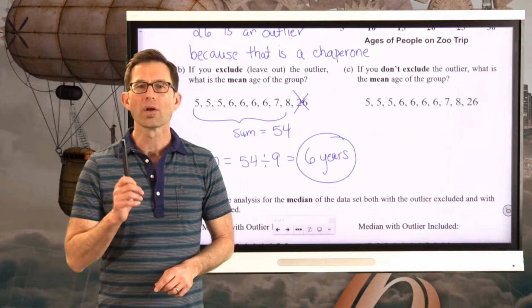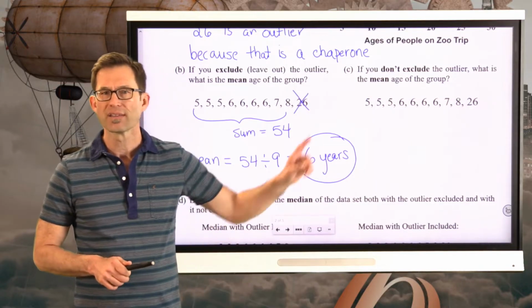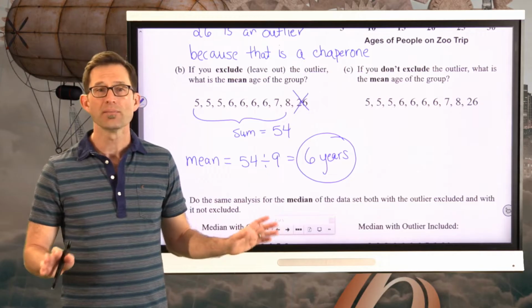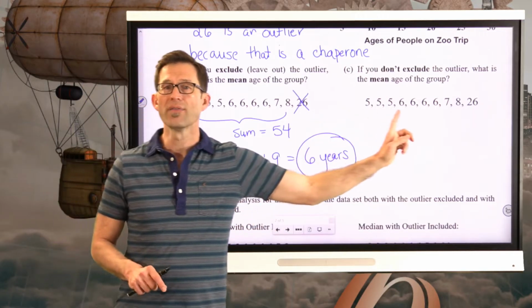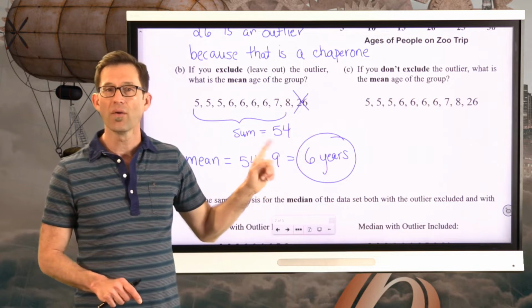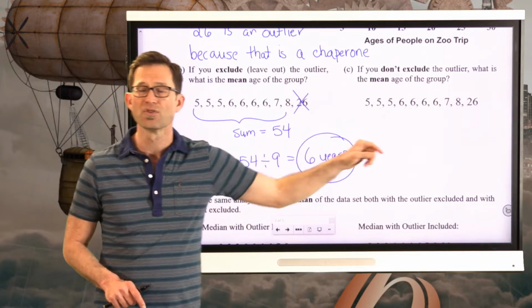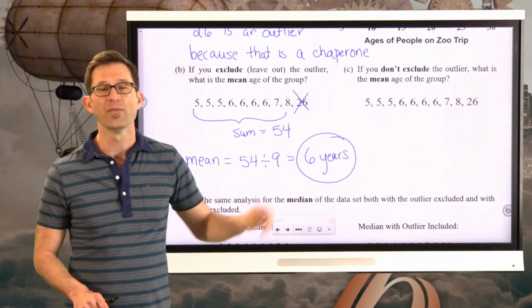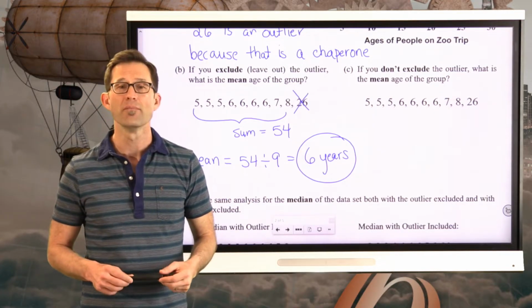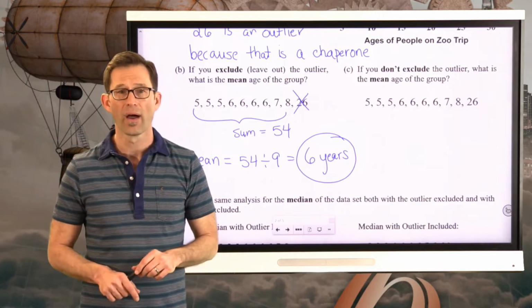But what if we include that outlier? That's letter C. If you don't exclude the outlier, what is the mean age of the group? Same song, second verse. I'd like you to now find the mean of these 10 values. And by the way, you already know the sum of the first 9, so maybe just add the 26 to the 54. It'll make finding your mean a lot easier. Pause the video now and find the mean with the outlier included.